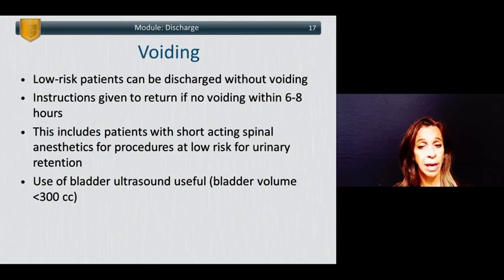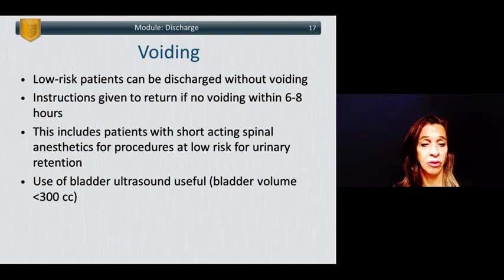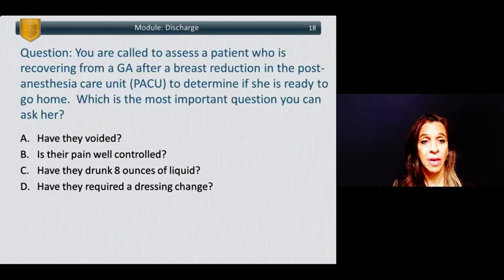Even patients who have had spinal anesthesia, if they've had a short-acting spinal, and patients who have undergone procedures with a low risk of urinary retention can be discharged home without voiding. The use of ultrasound to assess the amount of urine in the bladder is becoming increasingly common, and any patient who has a bladder volume that's less than 300 cc's is typically not going to have an urge to urinate and should not be considered to have urinary retention and can be discharged safely home. Those with bladder volumes of greater than 300 cc's typically should either wait until they can void or should be straight cathed.